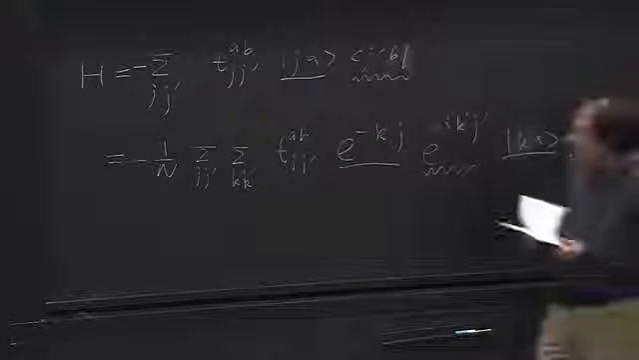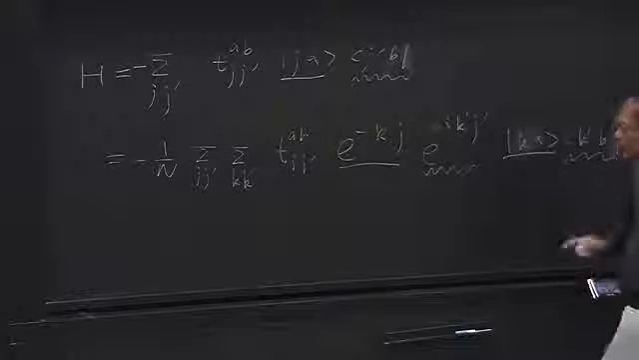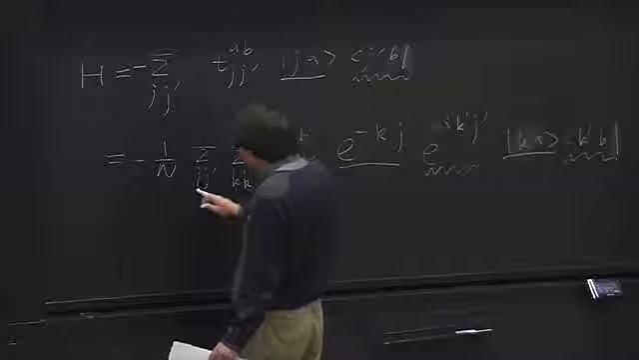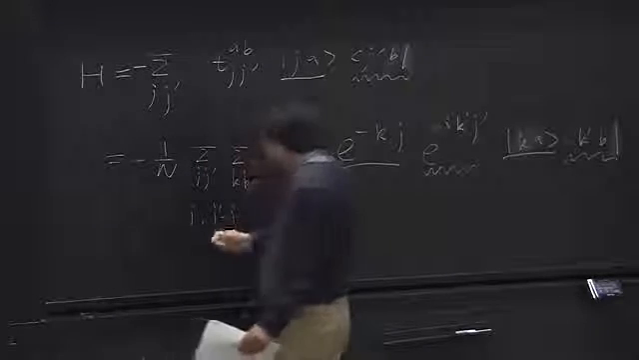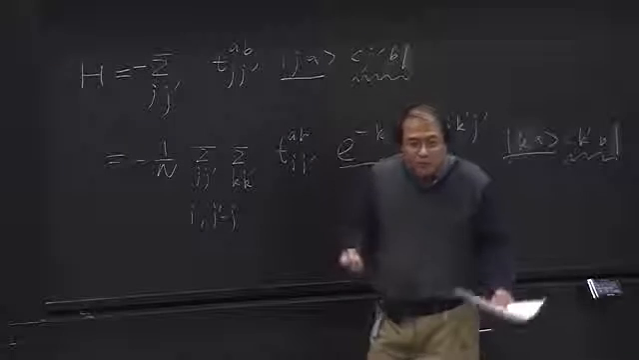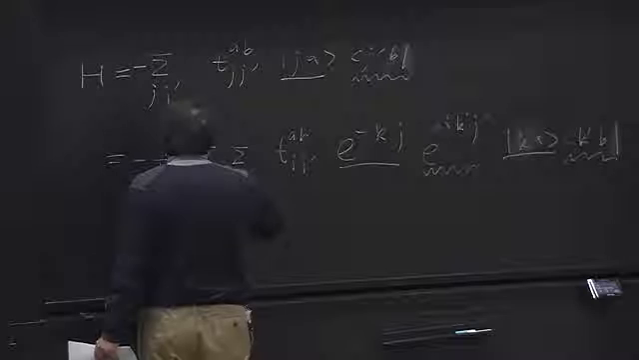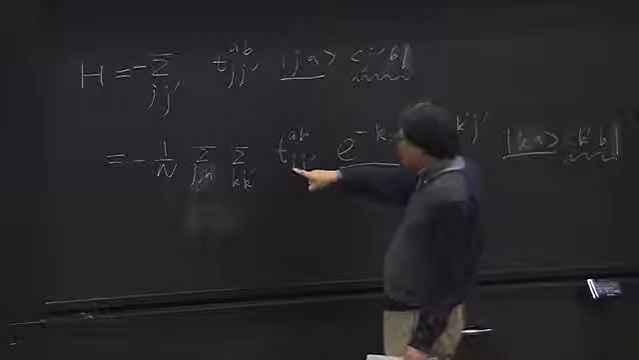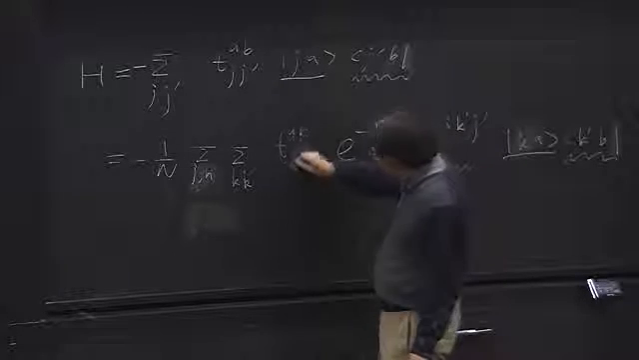Then we need to sum over this j prime. And here the key point is that we sum over j and we sum over j prime minus j. Instead of summing over j prime, we sum over j and their difference. That would be okay. So therefore, we can replace this with j and n, where n is their difference. In this case, this number only depends on their difference. So this only depends on n.